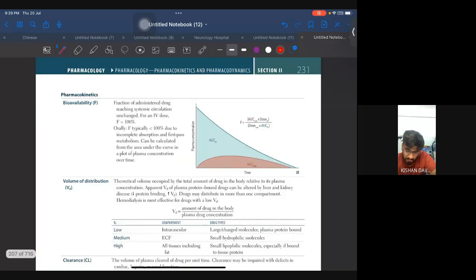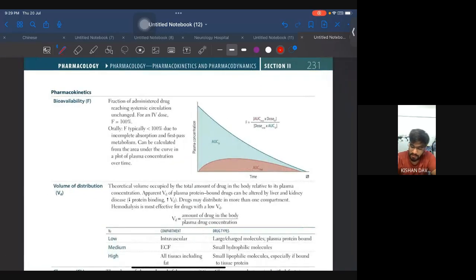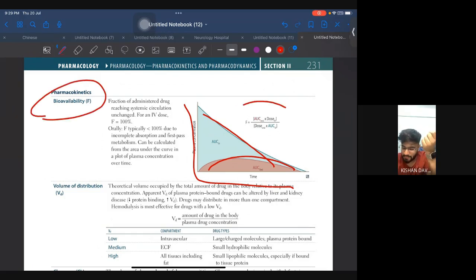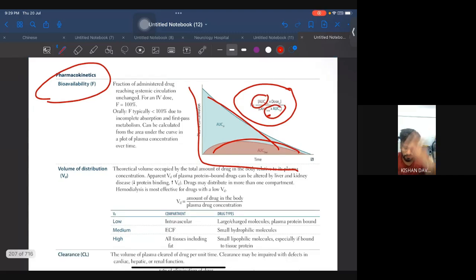Moving ahead, bioavailability. In the UL, many questions are there. They will give you AUC oral, AUC IV. What we are calculating is the bioavailability, and you should remember this formula. AUC oral comes on top, AUC IV comes at the bottom. Remember this formula, they will try to confuse you.